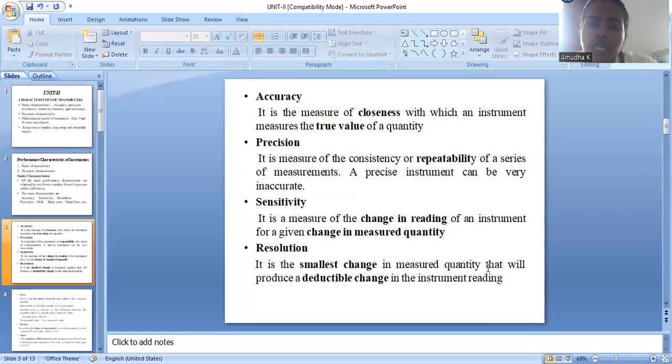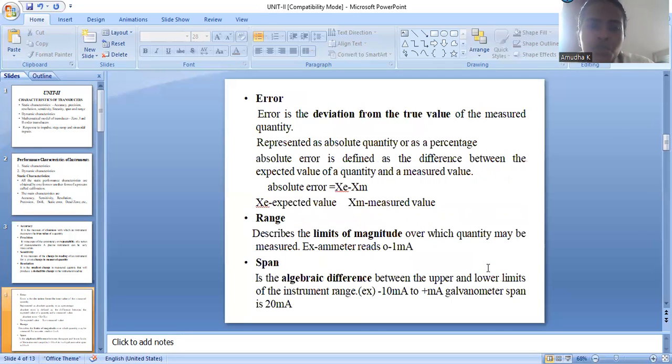And sensitivity is a measure of change in reading of an instrument for a given change in measured quantity. The changes in the reading are analyzed as sensitivity. And finally resolution is the smallest change in measured quantity that will produce a detectable change in the instrument reading. So that is resolution. These things we already studied in the first unit, the error concept.